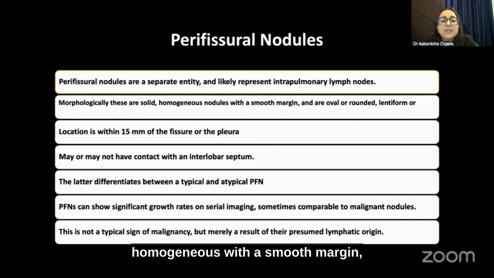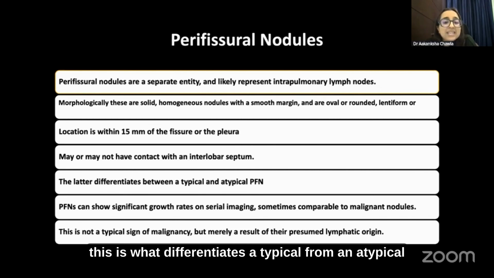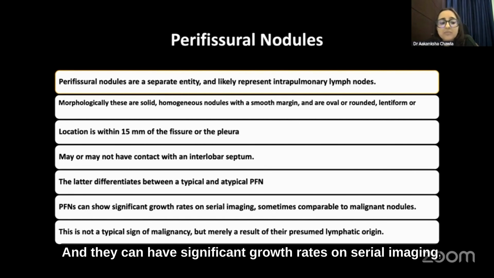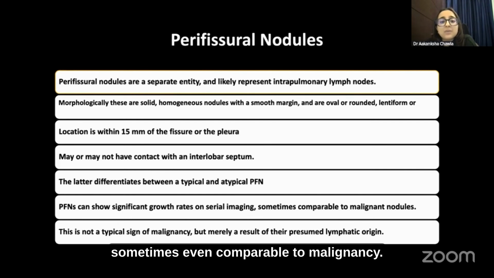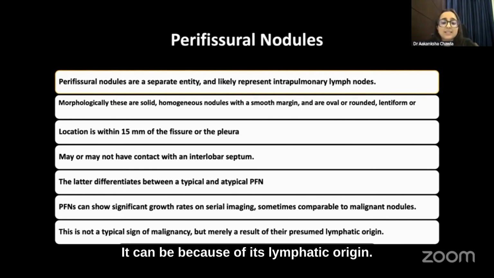They are solid, homogeneous, with a smooth margin, oval or rounded. Location is within 15 mm of the fissure of the pleura. May or may not have contact with the interlobar septum. Now, this is what differentiates a typical from an atypical perifissural nodule, and they can have significant growth rates on serial imaging, sometimes even comparable to malignancy. But you need to remember that this is not a sign of malignancy. It can be because of its lymphatic origin.